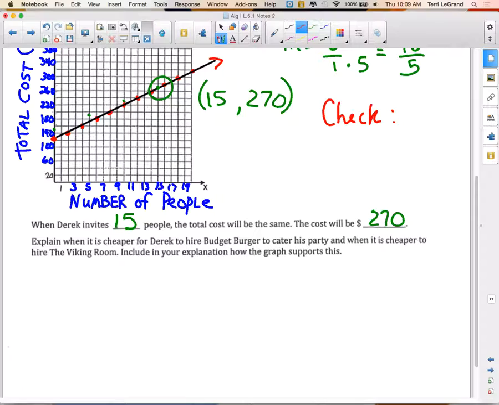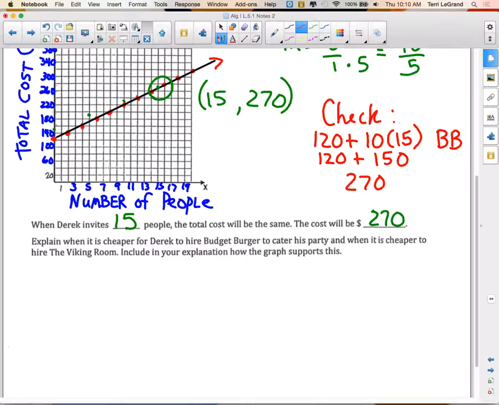So we want the cost to be the same. If we do it with Budget Burger, the first one, what does Budget Burger charge? $120 plus $10 a person, and we are inviting 15 people. Let's see how much it costs for that one. So it's 120 plus 150. Cost is 270. This is BB, Budget Burger, right?